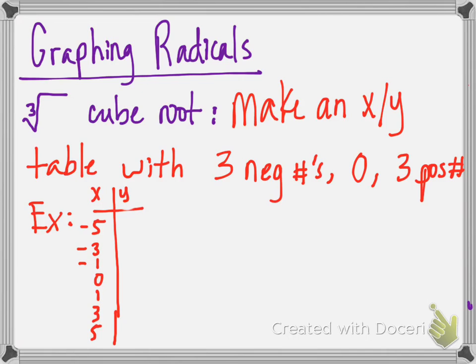Alright, graphing radicals. There's 2 types of radicals we're going to look at on this worksheet or this study guide. One's a cube root. Essentially, you make an XY table, 3 negative numbers, 0, and 3 positive numbers. You can determine the 3 negative numbers. You can determine 3 positive. They can be the same. They can be different, but we want to use 3 of each.